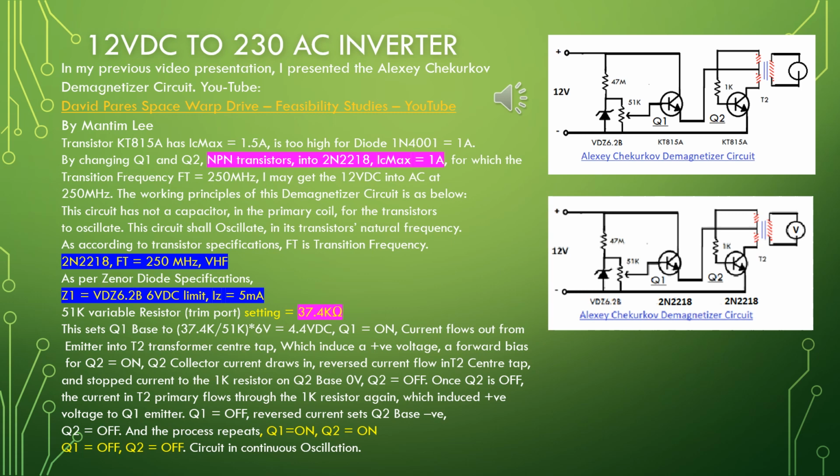Once Q2 is off, the current in T2 primary flows through the 1K resistor again, which induces a positive voltage to Q1 emitter. Q1 equal to off. Reverse current sets Q2 bias to negative. Q2 equal to off. And the process repeats. Q1 equal to on. Q2 equal to on. Q1 equal to off. Q2 equal to off. The circuit is in continuous oscillation.